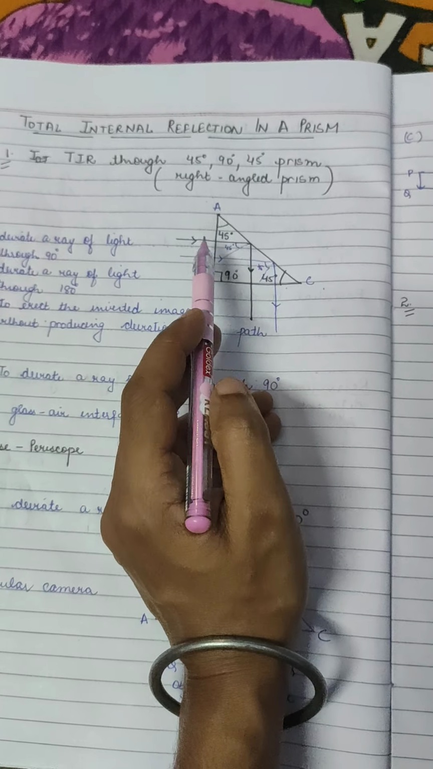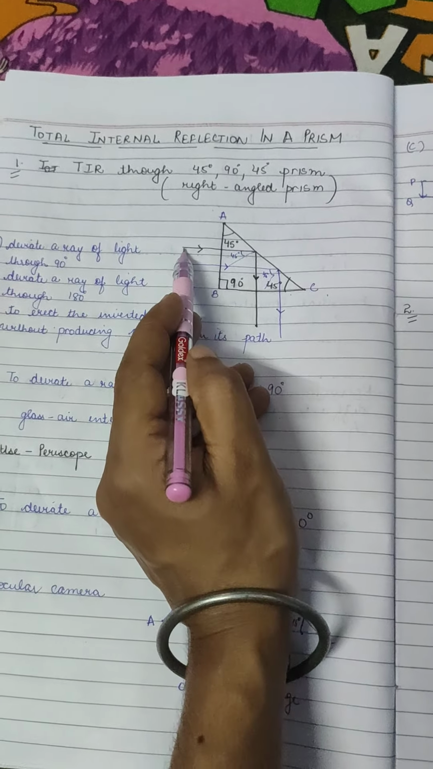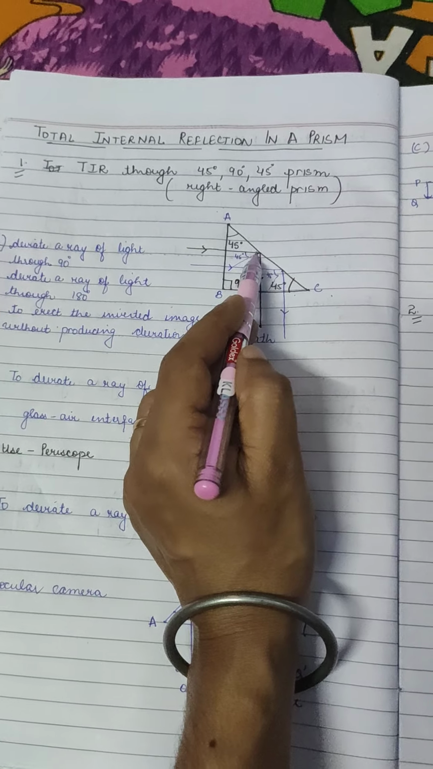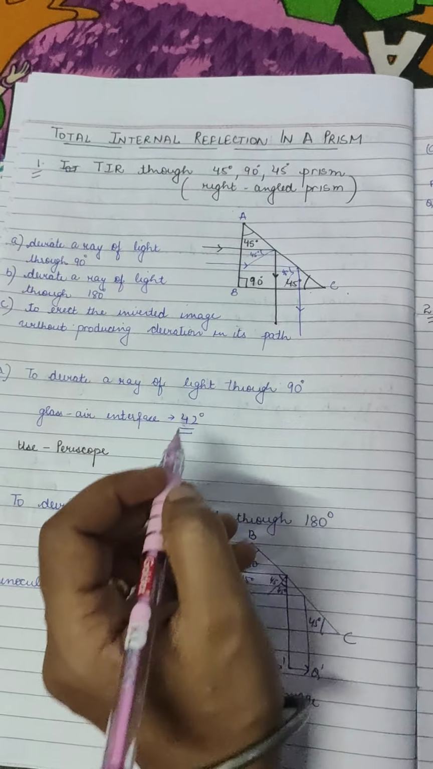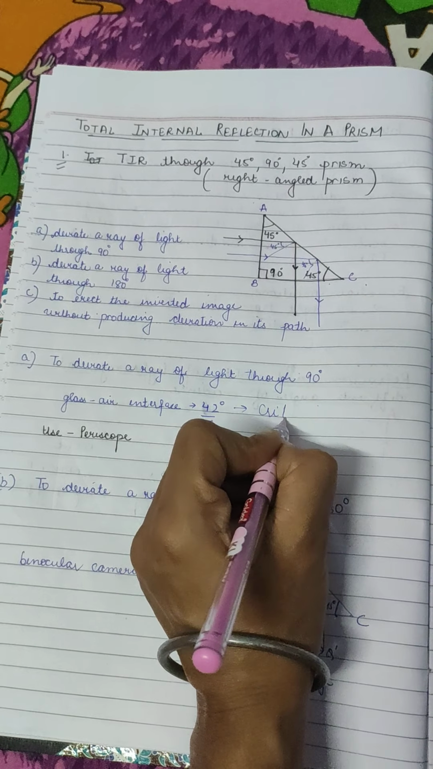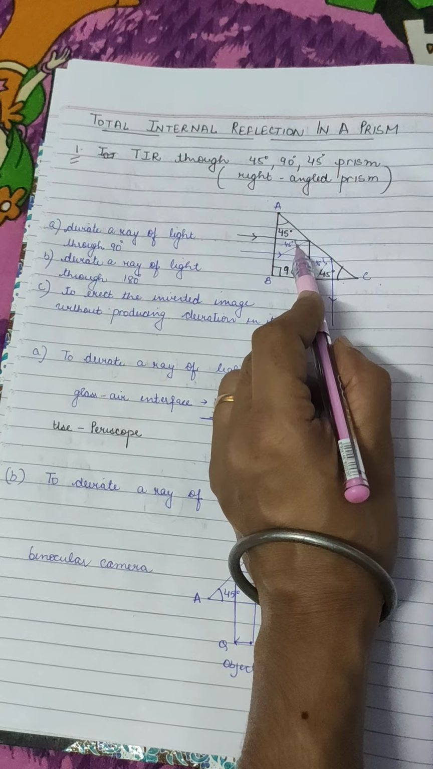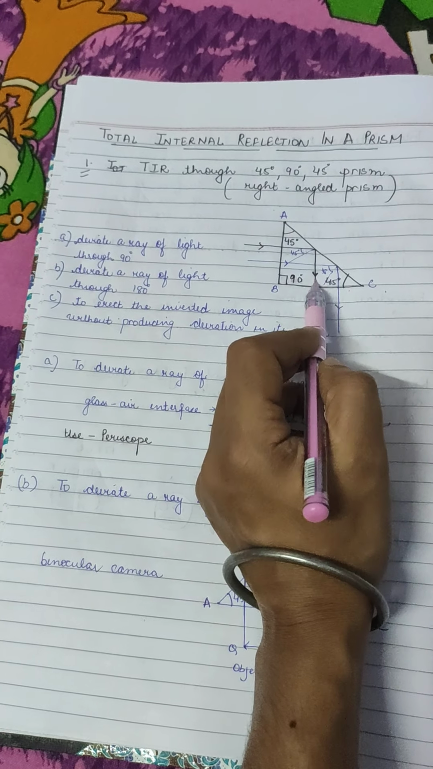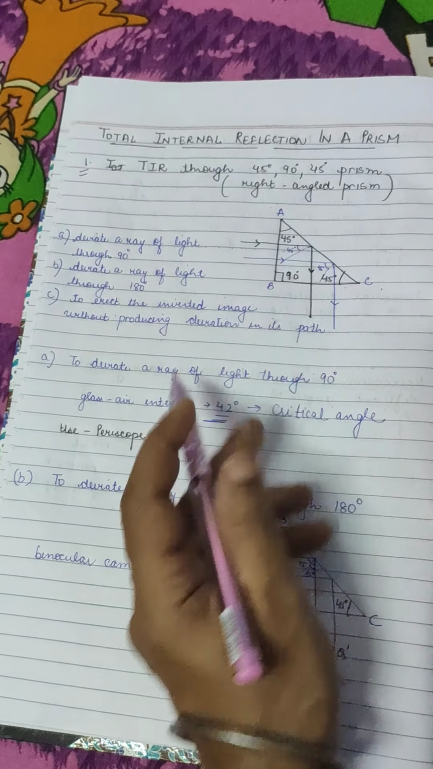It passes undeviated into the prism and strikes the surface. Now how does this happen? See, it is coming at 90 degree, so it remains undeviated. Here it makes 45 degree angle. And we know that the critical angle of the glass air interface is 42 degree. Now this 45 degree angle is greater than 42 degree, so total internal reflection occurs. When total internal reflection occurs, here also it will make a 90 degree angle, so it will pass undeviated.